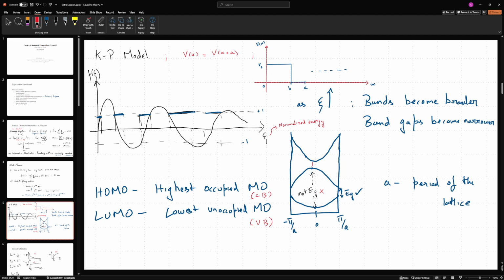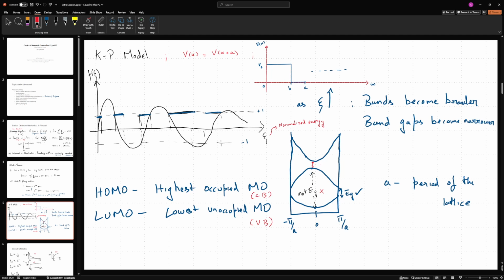Okay, so always identify HOMO and LUMO, which is the highest occupied molecular orbital, essentially the highest occupied band, and the lowest unoccupied band. If this is the highest occupied band, then the band immediately after that is going to be the lowest unoccupied band, and the band gap for the material is going to be the minimum energy gap between those two bands. As the energy increases in the Kronig-Penney model, the bands become broader and broader, and the band gaps become smaller and smaller.